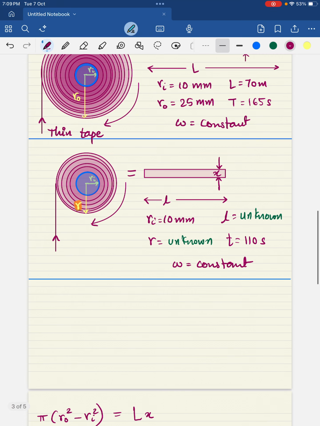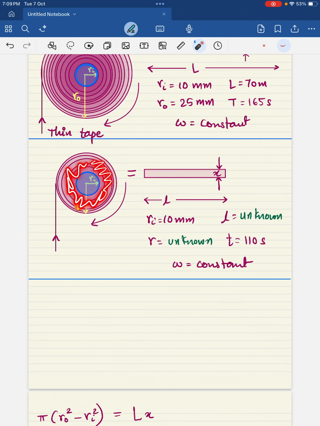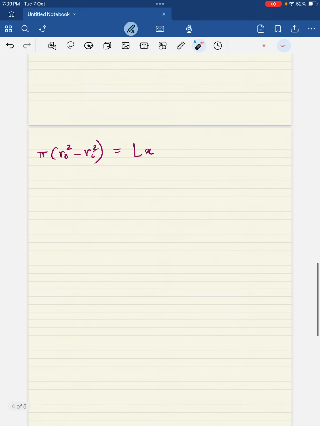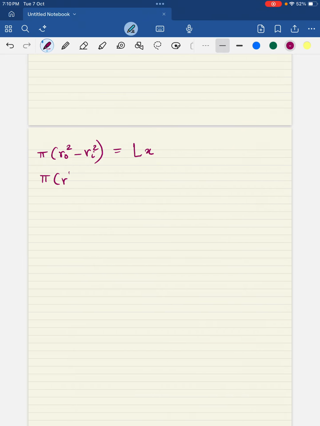Also, if I do the same thing for this other case, this shaded region would be pi r square minus pi r inside square. This area would be equal to the area of this thin tape. So it would look similarly, pi r square minus r inside square equal to the length into the breadth.